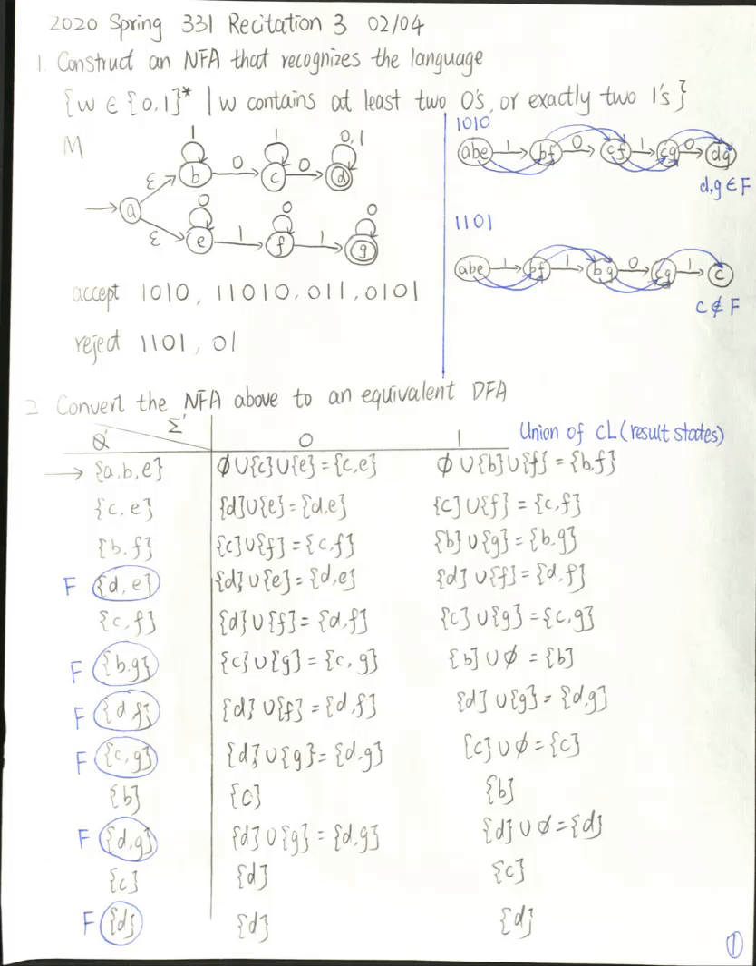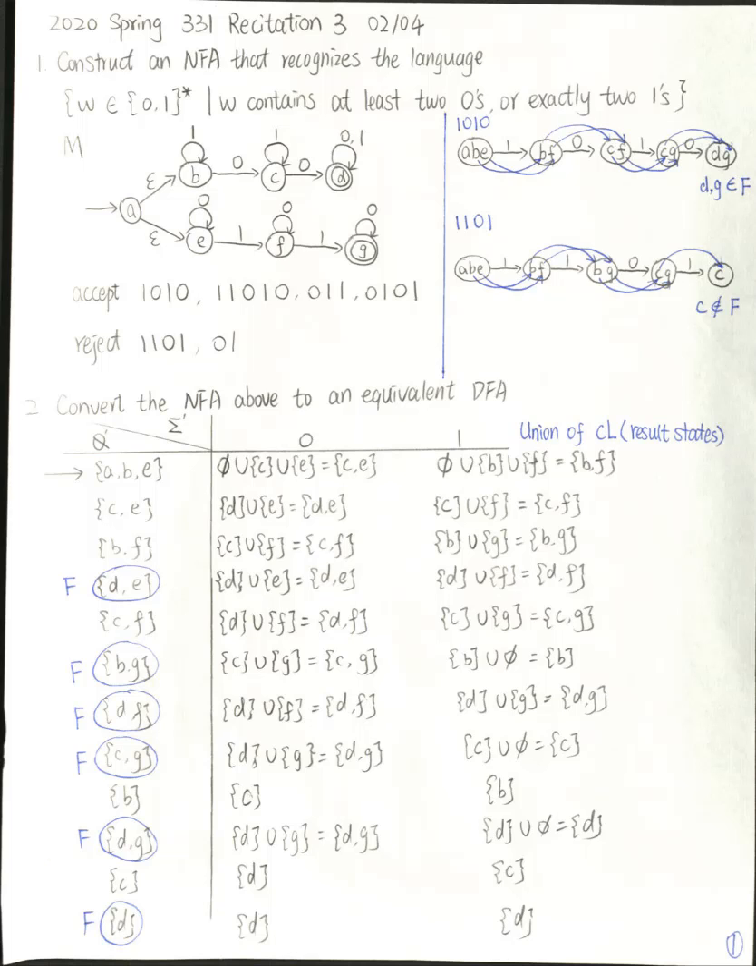Remember, you have to consume the symbol first, then follow the epsilon transitions. So for this example, even if there are epsilon transitions out of this G, the resulting state by reading a 1 from that G is still empty set, because I have to consume a symbol first. I have to get the result states, and then I take the closure of the result states.